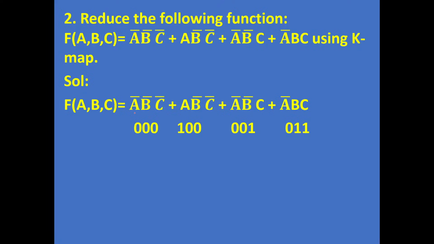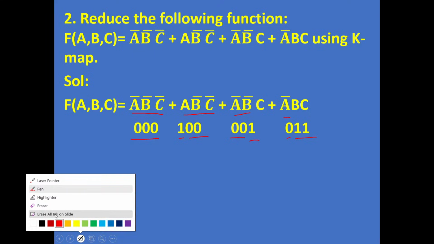So see here, A bar, B bar, C bar means 0, 0, 0. Here A, B bar, C bar. A means 1, B bar, C bar, 0, 0. A bar, B bar, C: 0, 0, and C means 1. A bar, B, C: A bar means 0, B means 1, C means 1. Okay. So I hope you have completed.